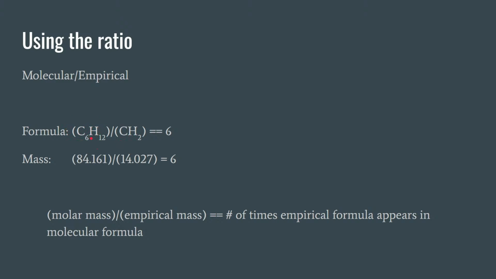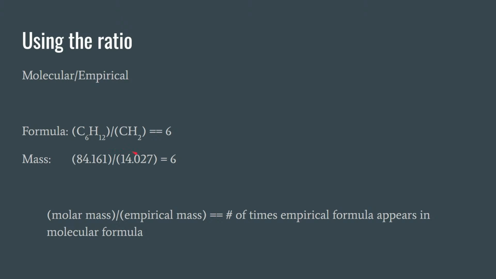So here we have C6H12. That is just a compound. The empirical formula is CH2. So there's a ratio between those two, 6. Now the empirical formula, CH2, shows up 6 times in the molecular formula. In the exact same way, the molecular mass, or the molar mass, is 84.161. The mass for just the empirical formula is 14.027. So the molar mass divided by the empirical mass gives you the exact same ratio, 6. So that's how many times the empirical formula shows up in the molecular formula.